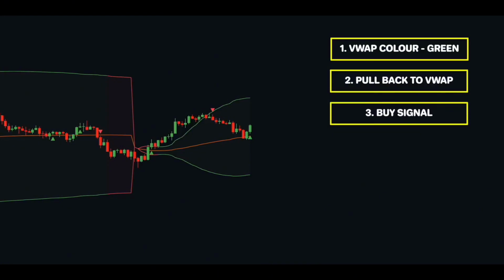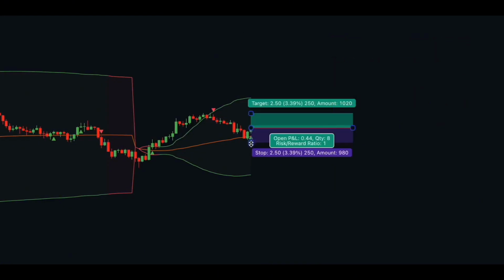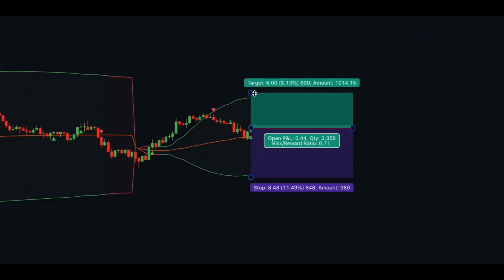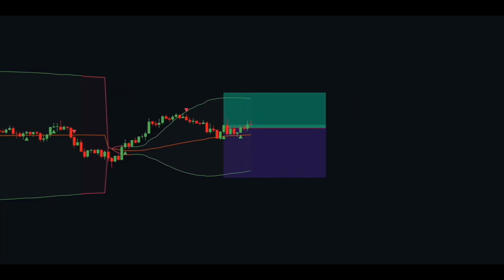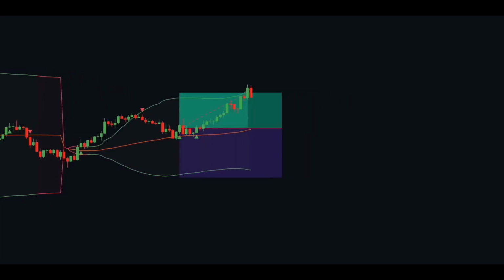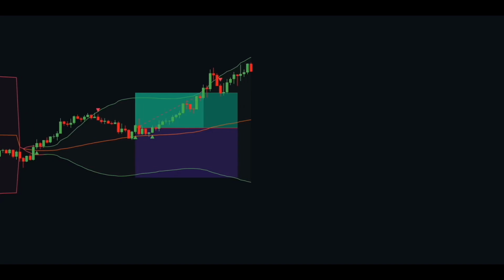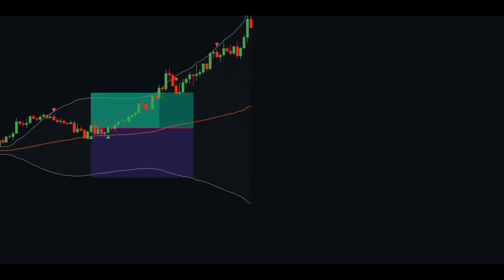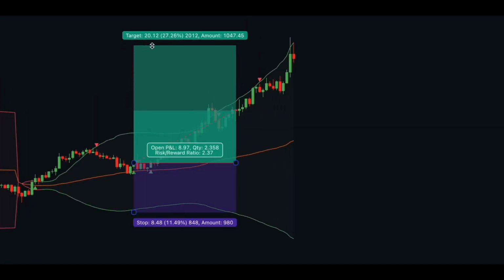I recommend placing the stop loss at the lower VWAP band. The initial take profit target could be set at the upper band. This strategy is designed for long trades only. Test it out in different time frames and markets. The best time frames are 5, 15, 30 minutes and 1 hour.